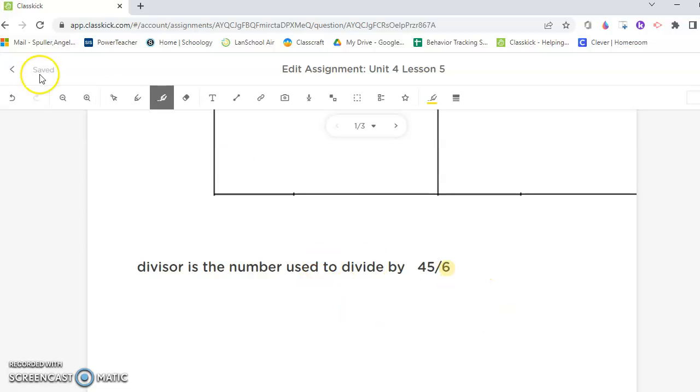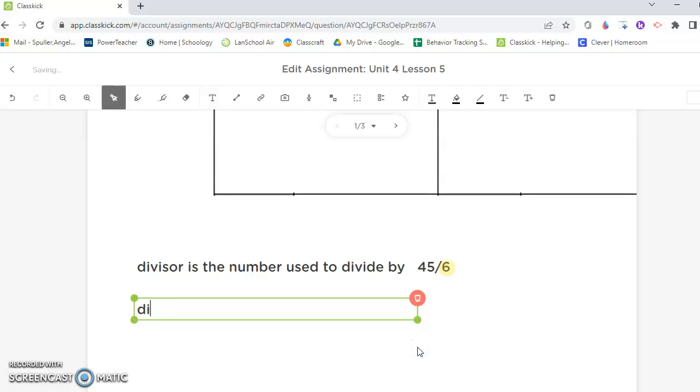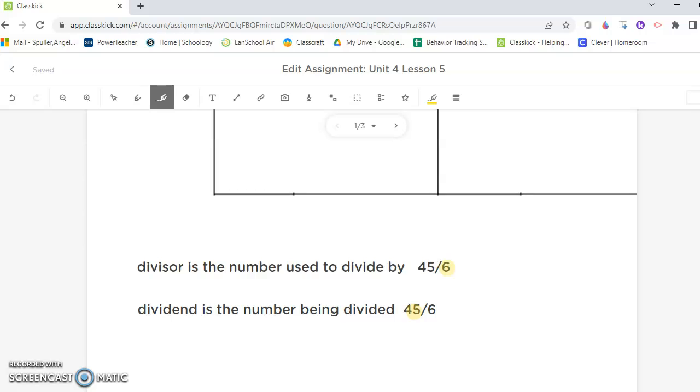Now what is the dividend? The dividend is the number being divided. An example of this would be 45 divided by 6 again. This time, 45 is the dividend. Actually, let's get rid of this highlight. I meant to highlight this. Okay? All right, now let's go up there.